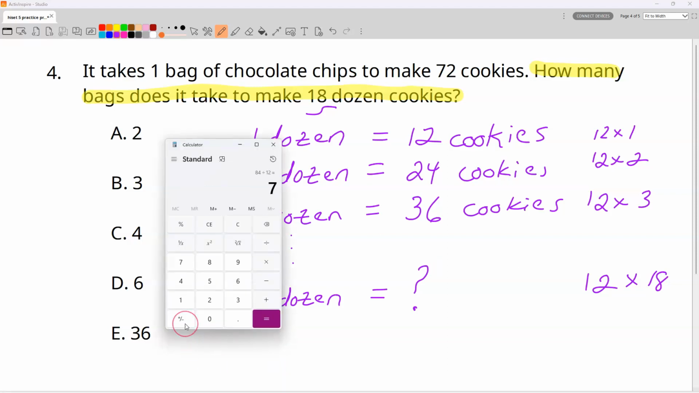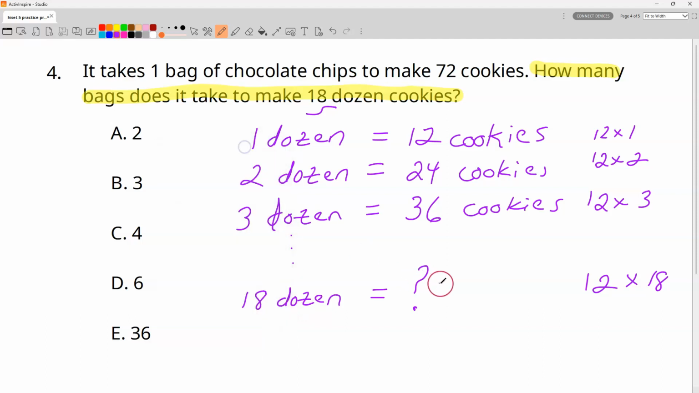We're not done yet, obviously. I wish we were, but we're not. So 12 times 18 would be 216 cookies. Hopefully you got 216 cookies. So that's what the question comes down to. I'm going to erase this. Instead of saying 18 dozen, I'll just rewrite that as 216 cookies, because 18 dozen cookies is 216 cookies.